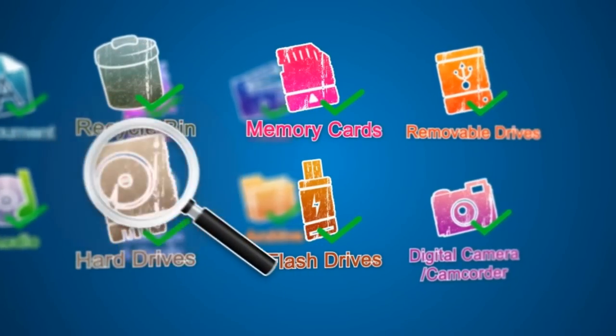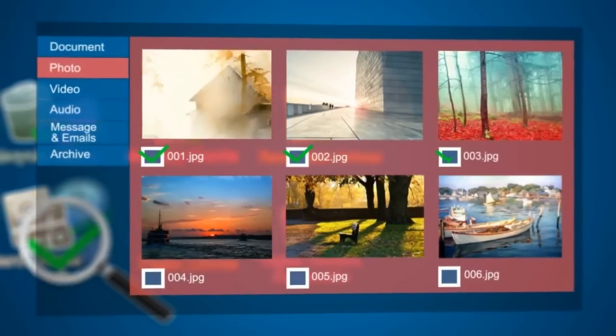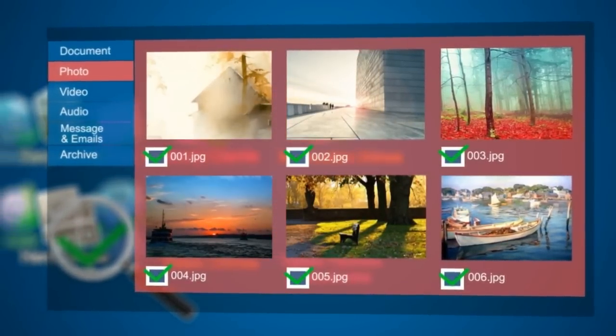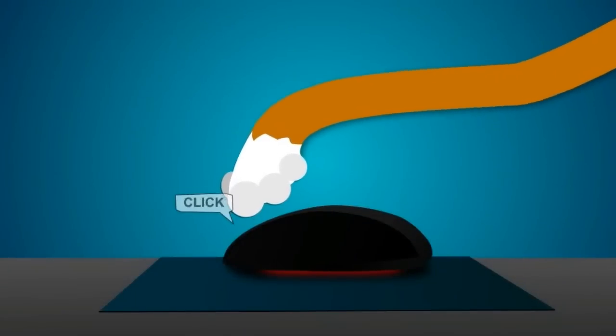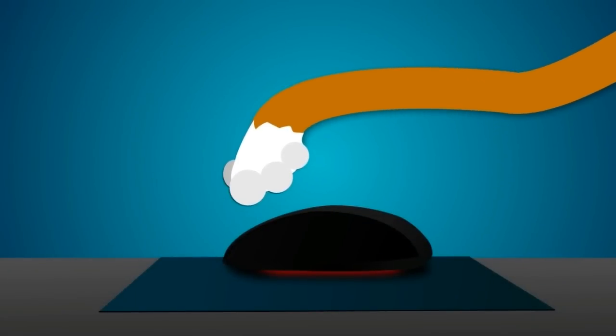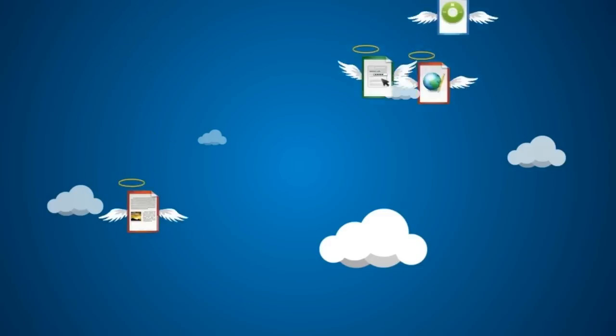To do a complete data recovery, you just need to scan the location where your lost files used to be, then preview all the recoverable files and select the ones you want to recover. Then hit the Recover button, all done with just a few clicks.